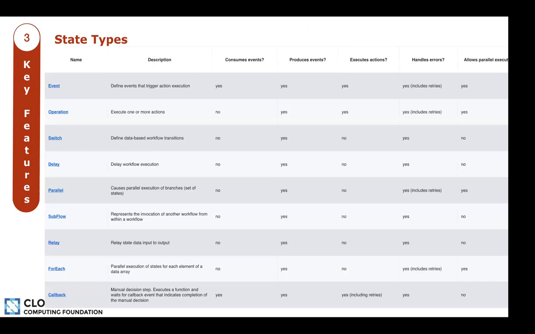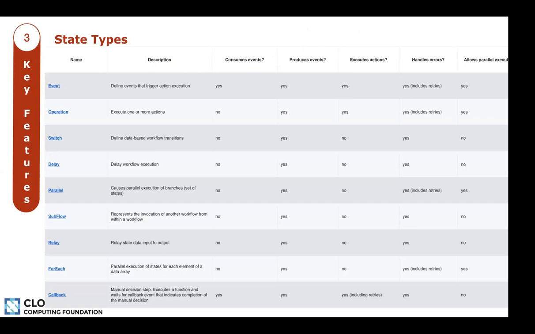State types, and I'm sorry if this is hard to read, we currently define 9 types of states. We feel that these are the core states, especially for version 0.1 that we have released. We're looking into adding more states and refining the ones that we currently have.